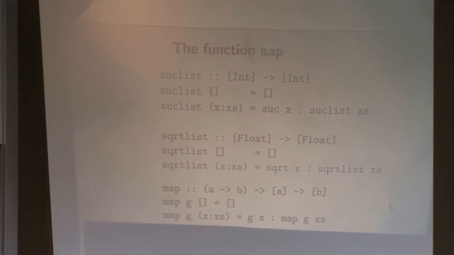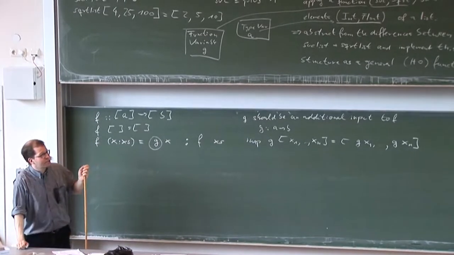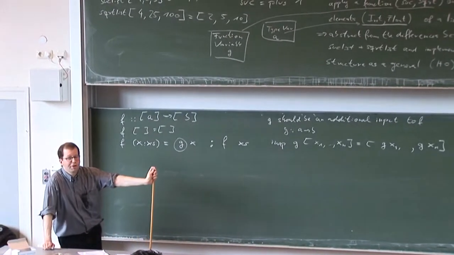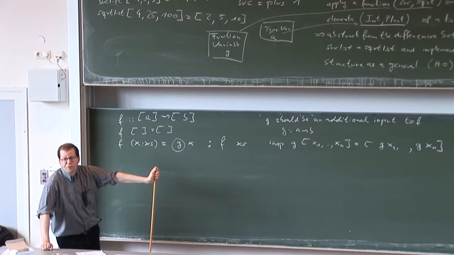So this function map implements the general idea of taking a function and a list and applying the function to each element of the list. That is what map does. And this function is predefined in Haskell because this is a recursion structure which is very common. But of course, if you identify other forms of such recursion structures, you can implement such higher order functions yourself.